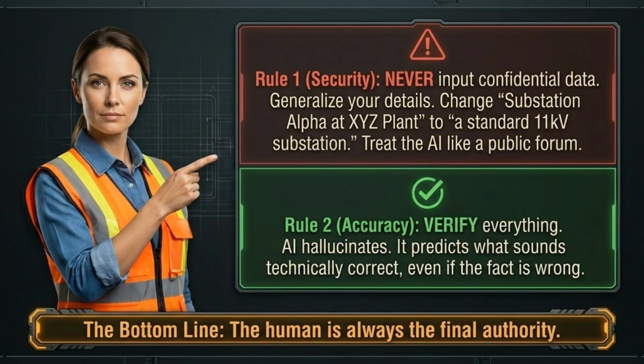Follow two golden rules. First, security. Never input confidential data. Generalize your details and treat the AI like a public forum. Second, accuracy. Verify everything. AI can hallucinate, so remember that the human is always the final authority.